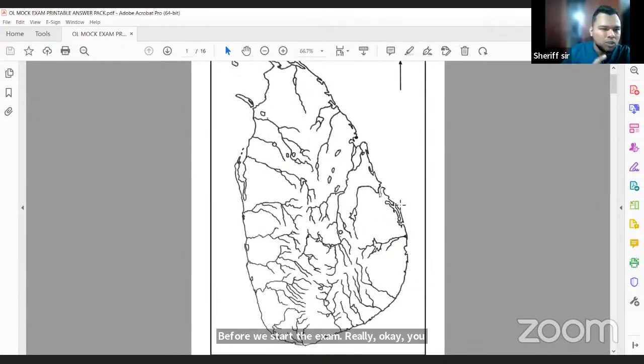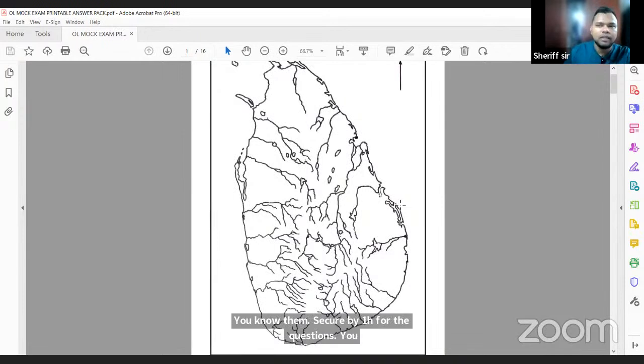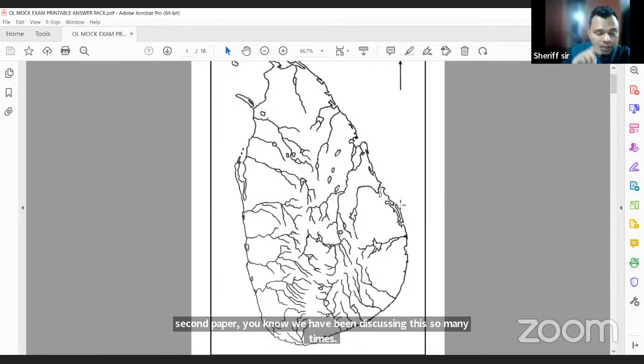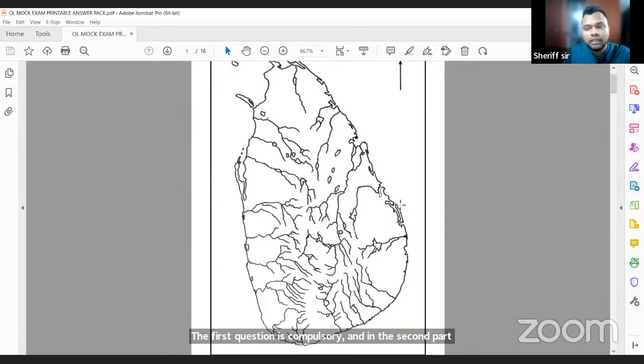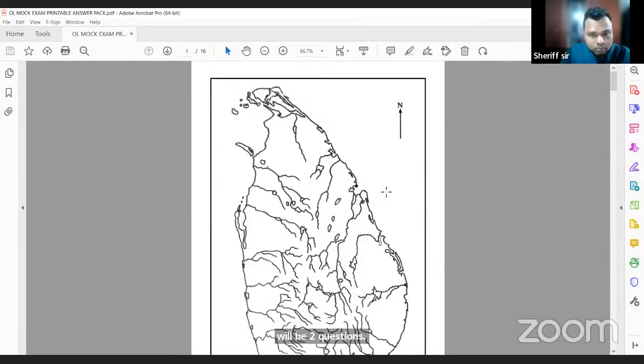About the exam, the MCQ paper: 1 hour, 40 questions. In the second paper, we have been discussing this so many times. The first question is compulsory. In the second part, there will be 6 questions and you have to choose only 4. In the third part, there will be 2 questions and you have to choose only 1. Read the instructions. If you have any questions, please ask.